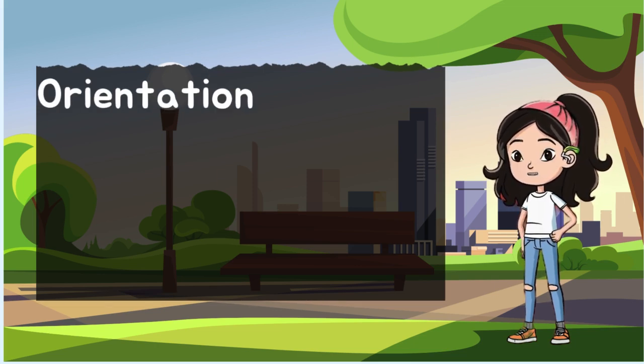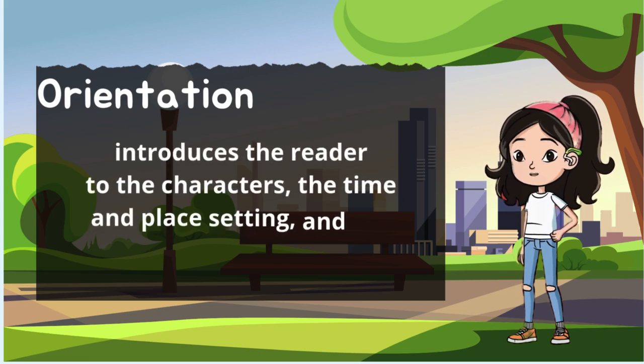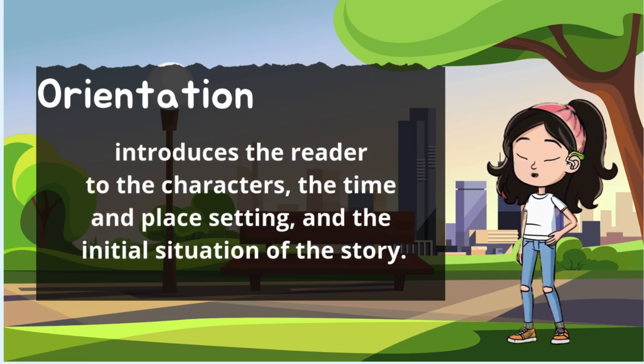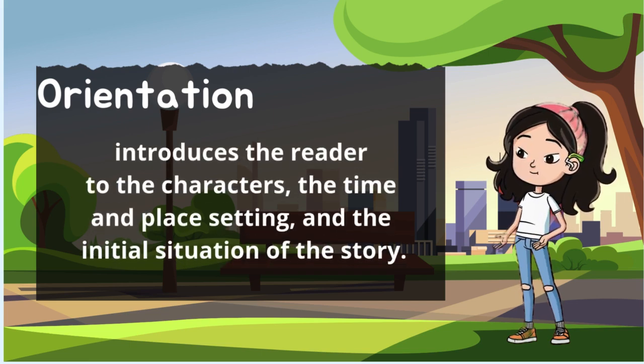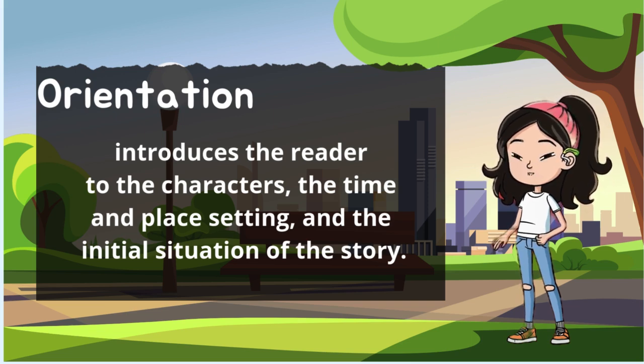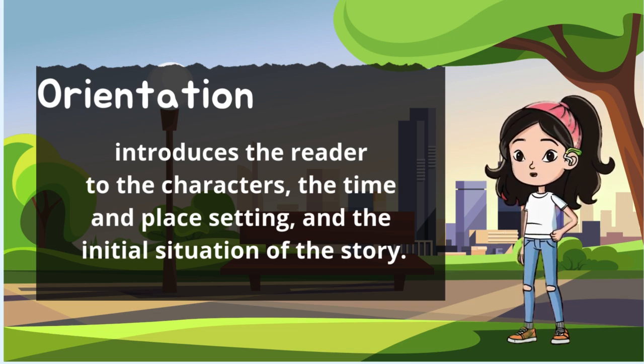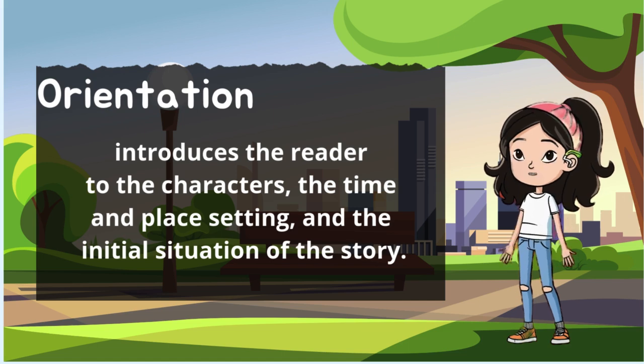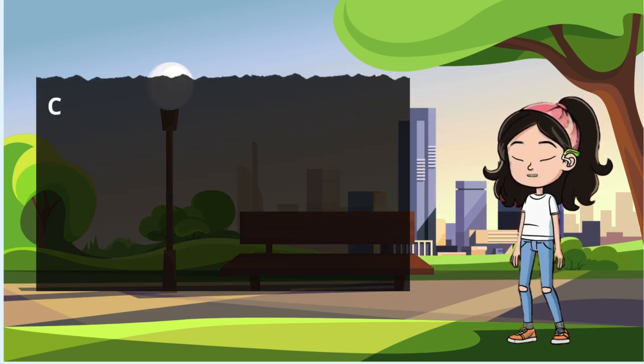Orientation. This section introduces the reader to the characters, the time and place setting, and the initial situation of the story. For example, who is involved, where and when the events take place.